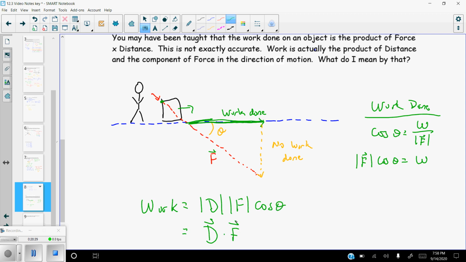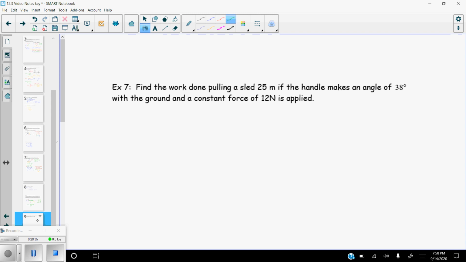All right, last page. This should be relatively short, I hope. The video is getting long, apologize. So find the work done by pulling a sled 25 meters if the handle makes an angle of 38 degrees with the ground and a constant force of 12 newtons is applied. So relatively simple.